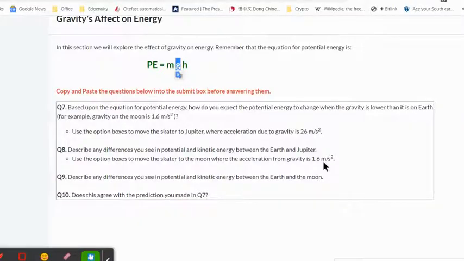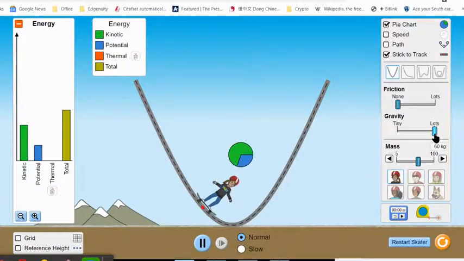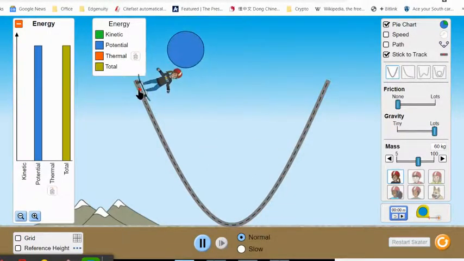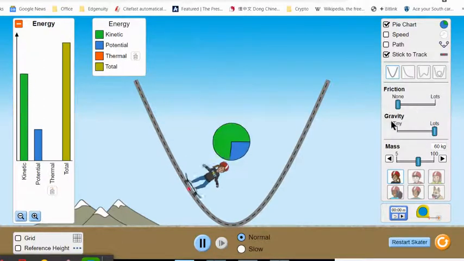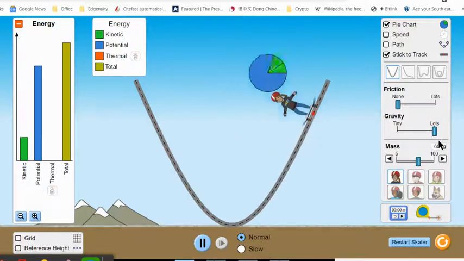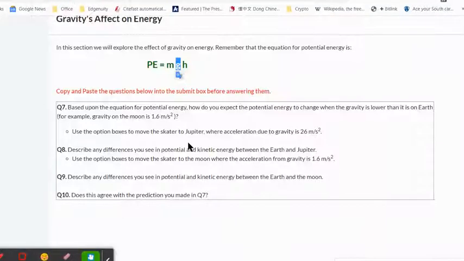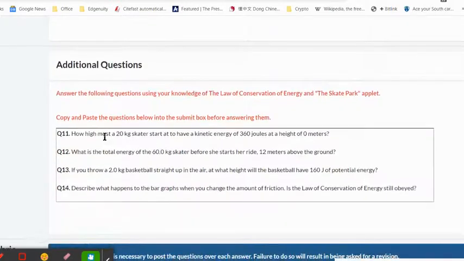By comparison, the gravity on Jupiter is 26 meters per second squared acceleration. So that's like here. So how does that affect our total energy, the kinetic energy, and the potential energy when the acceleration due to gravity is much higher? There we go. Does this agree with the predictions you made in Q7? There you go.